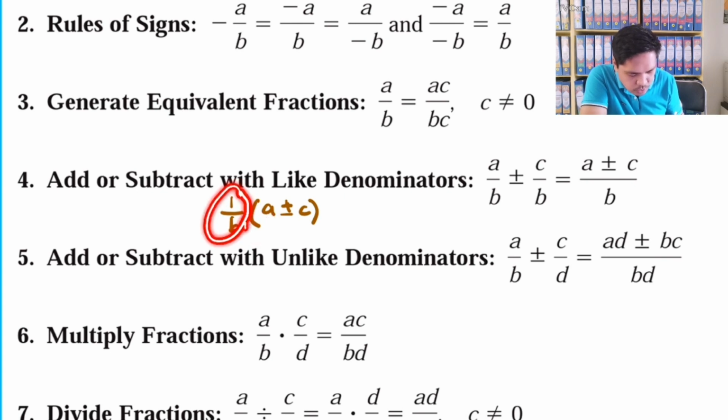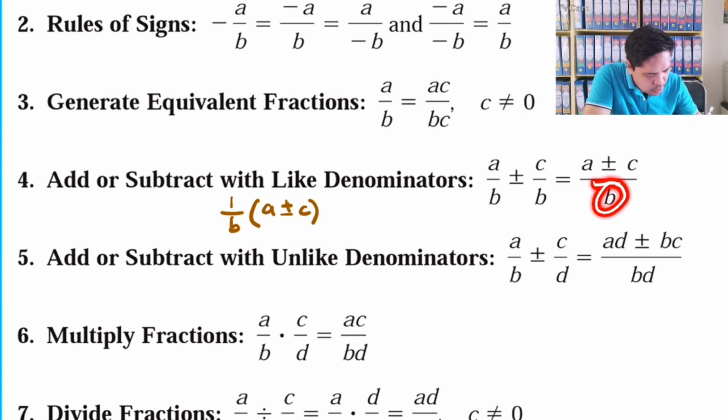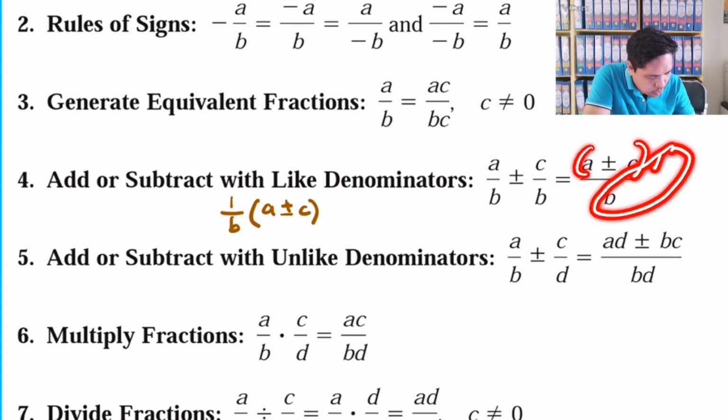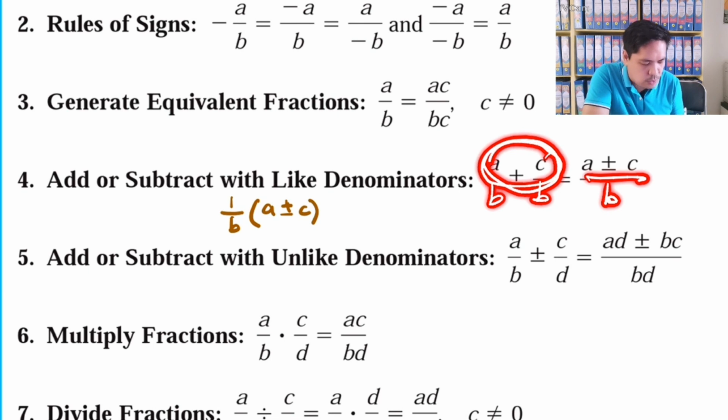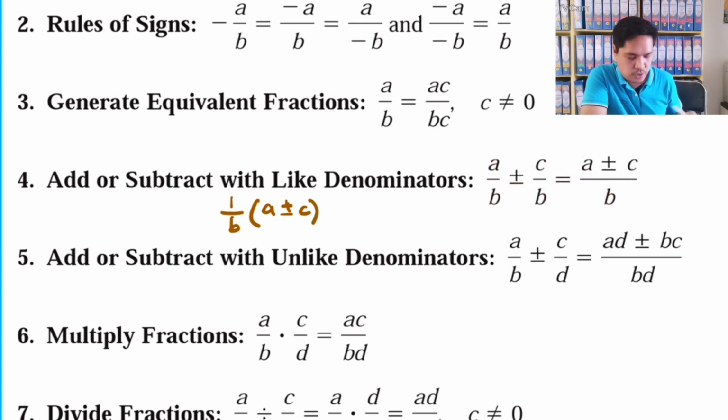1 over B times A, that's A over B. 1 over B times C, that's C over B. And this is the same as this. Parang nilabas ko lang si 1 over B, multiplied by A plus or minus C. Okay? Or, simple na lang na pagka-state, if common ang denominator, just copy, then you just add or subtract the numerator, whatever is the operation. Okay?